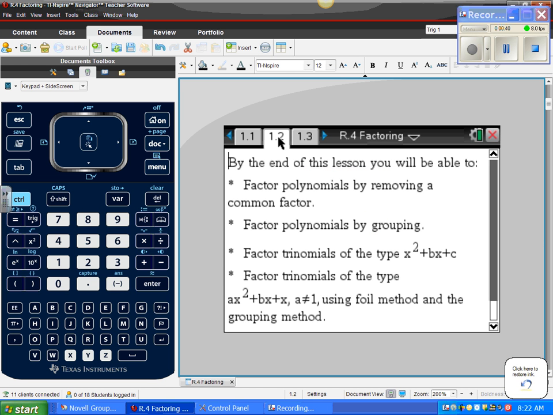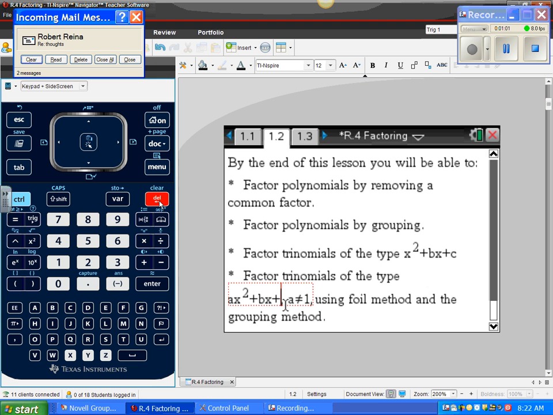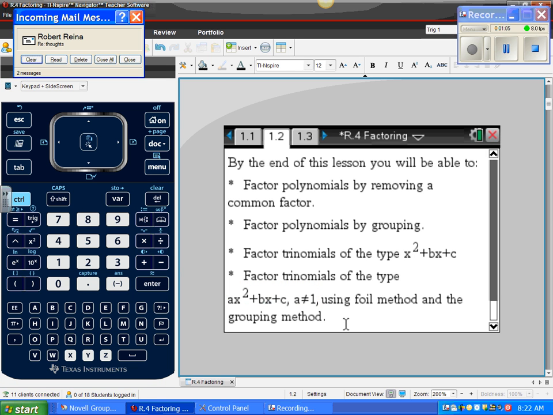By the end of this lesson, you will be able to factor polynomials by removing a common factor, or GCF, factor polynomials by grouping, factor trinomials of the type x squared plus bx plus c, factor trinomials of the type ax squared plus bx plus c. That should say c, I apologize. And using the FOIL method and the regrouping or grouping method.